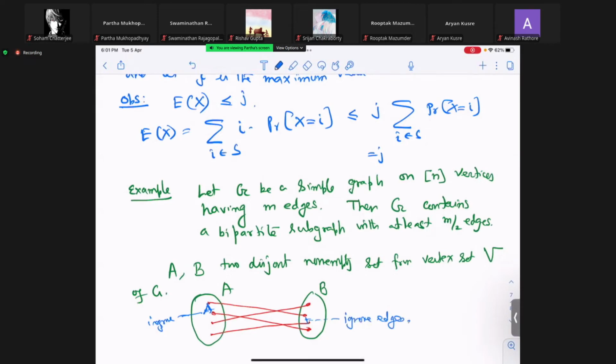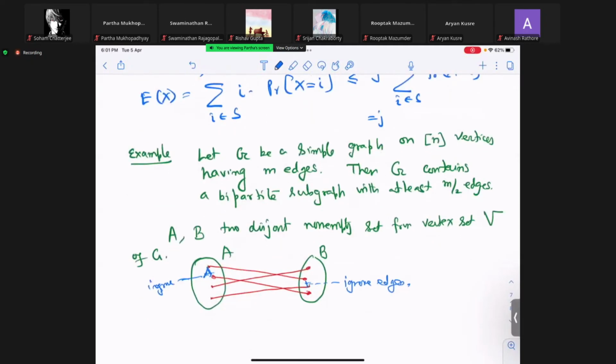So this way we can form a bipartite graph from G. So my sample space will be logically all such bipartite graphs. And I have to prove that one of these subgraphs will have at least so many edges. So if we choose a random variable to count the number of edges, then showing that the probability of that being at least m by 2 is strictly greater than 0 would suffice.